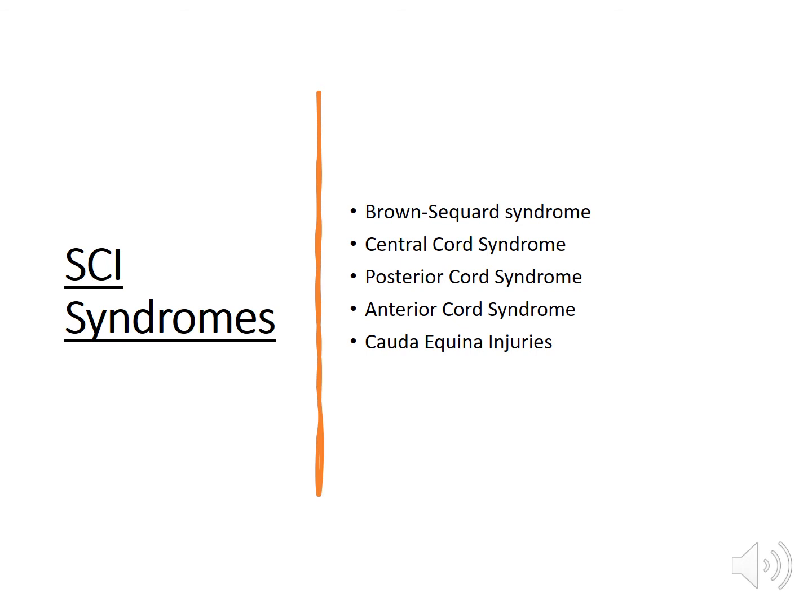So now we're going to talk about spinal cord injury syndromes, and these are several syndromes that have emerged with consistent clinical features. Damage to specific areas of the spinal cord can result in unique sensory and motor clinical pictures. And based off of this presentation, these spinal cord injuries have been classified into these specific syndromes, such as Brown-Séquard syndrome, central cord syndrome, posterior cord syndrome, anterior cord syndrome, and cauda equina injuries.